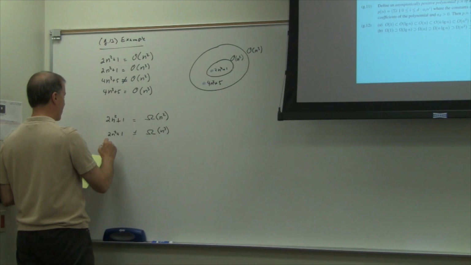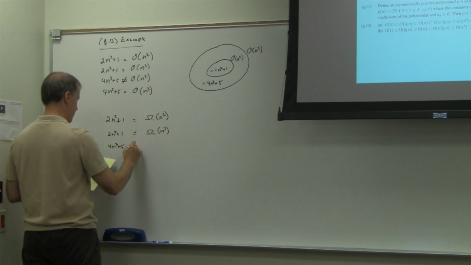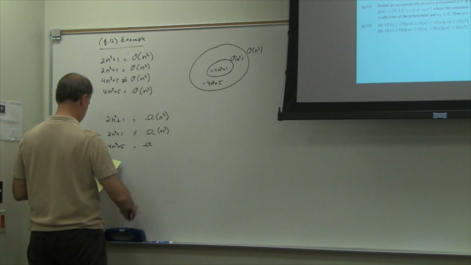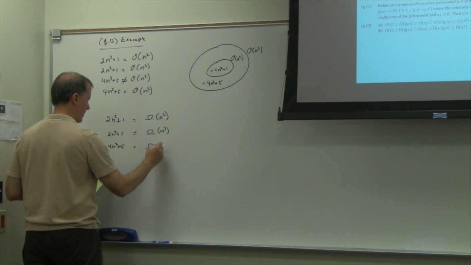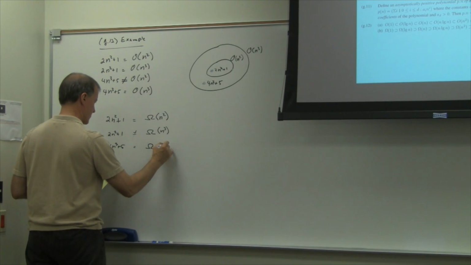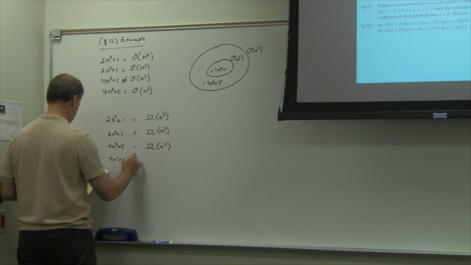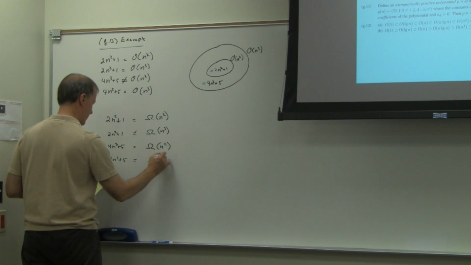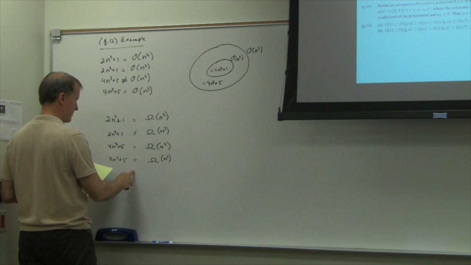And then how about 4n cubed plus 5 is big omega of n squared? Is that true? Yes. And how about 4n cubed plus 5 is big omega of n cubed? Is that true? Yes.